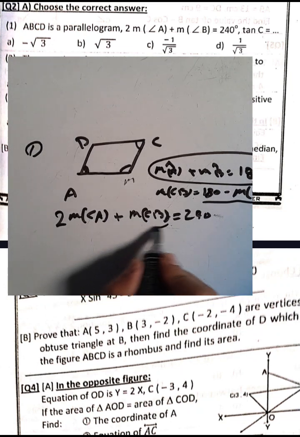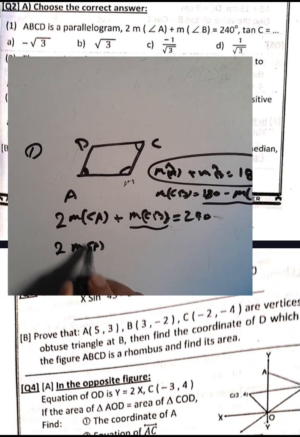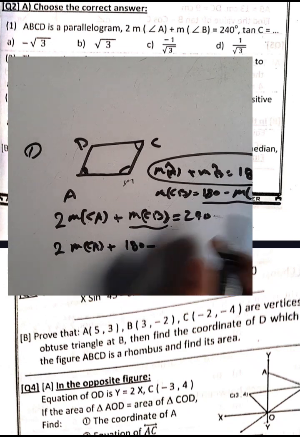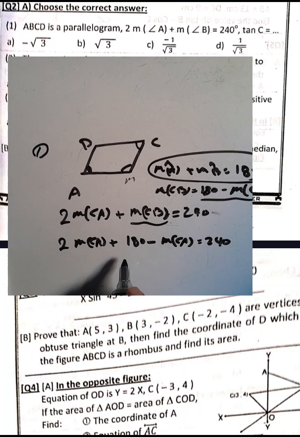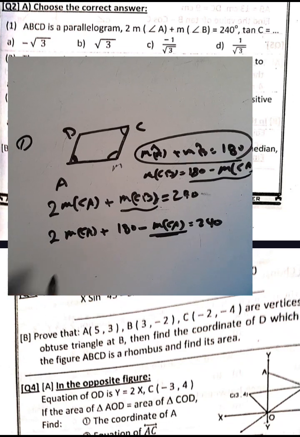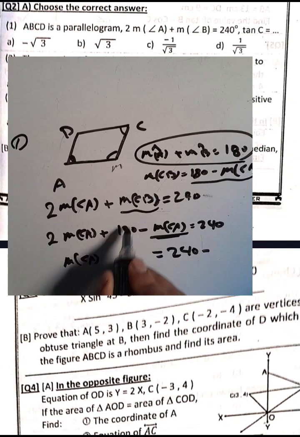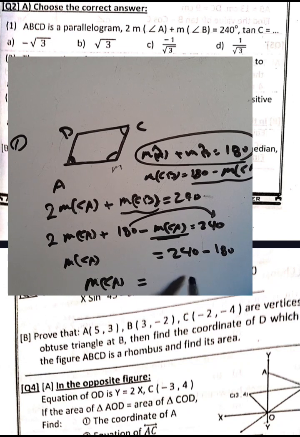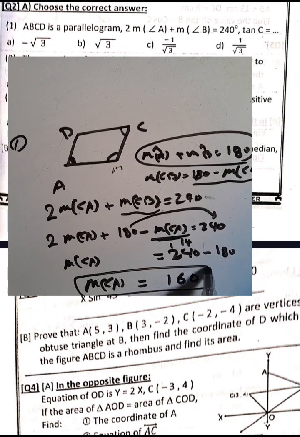Okay, we will cancel the measure of angle B and write 180 minus the measure of angle A, then twice the measure of angle A plus the measure of angle B here, 180 plus the measure of angle A, will be 240. Okay, and then we have the measure of angle A, subtracting twice the measure of angle A here, the measure of angle A will be equal to 240 minus 180, then the measure of angle A will be the difference between them, 60, and the result will be 160.